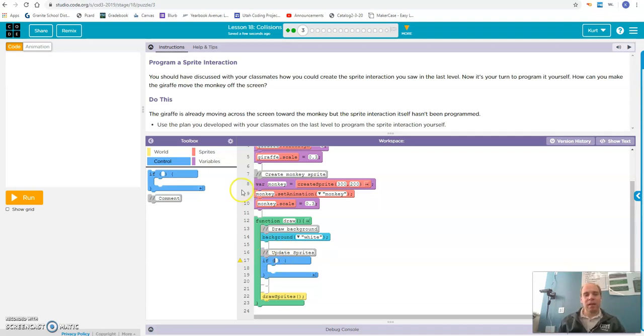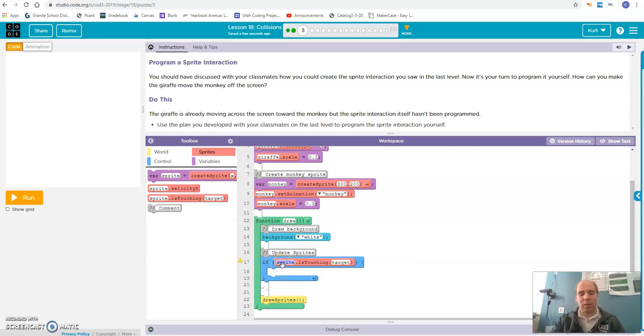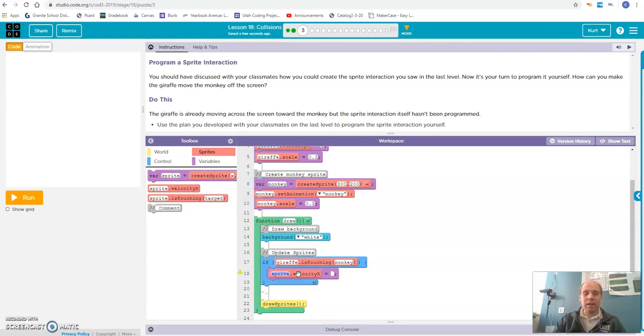So in here, we're going to check to see if the two sprites are touching. We're going to drag our is touching block right in here, and we're going to put in the giraffe when it is touching. I need two F's, not two E's. There we go. Giraffe, and then we're going to do is touching the monkey. And once the giraffe touches the monkey, we're going to set the velocity of the monkey equal to the velocity of the giraffe.